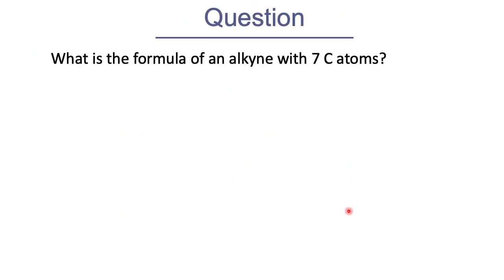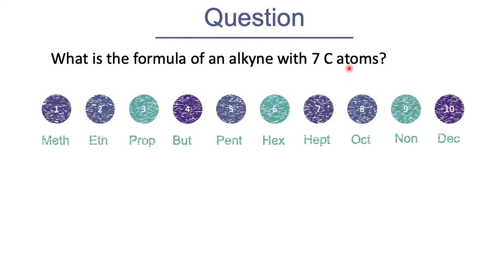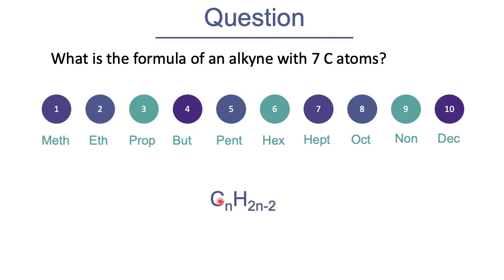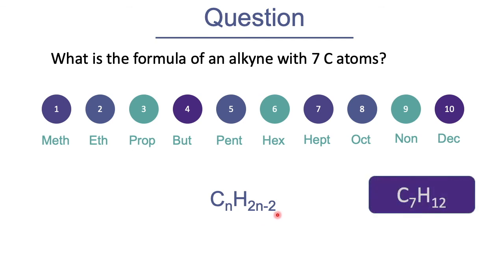So let's solve this quick question. What is the formula of an alkyne with 7 carbon atoms? So for writing the formulas, we already know the general formula of an alkyne, which is CnH2n-2. For writing the formula for the one with 7 carbons, substitute n equal to 7. So C7H, 2 into 7, 14 minus 2 is 12. So the final answer is C7H12. And the name of this compound will be heptyne.